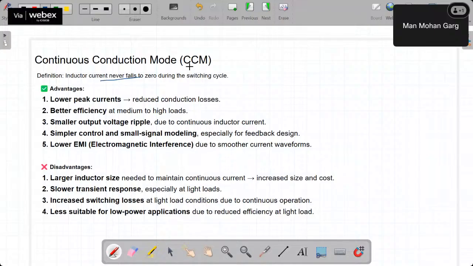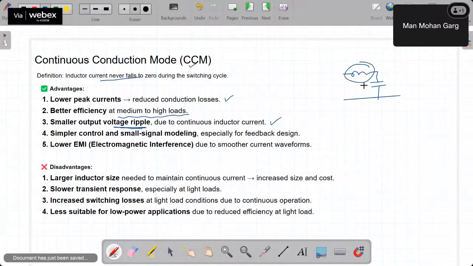When CCM is there, it has lower peak currents because current is continuous, so it will not reach higher peaks. It has better efficiency for medium to low loads, right? And because inductor current is continuous, the output voltage ripple, which we'll see later in the analysis, appearing across the capacitor, is controlled by the inductor itself. Therefore the load on the capacitor will be less, and there will be less output voltage ripple, right?